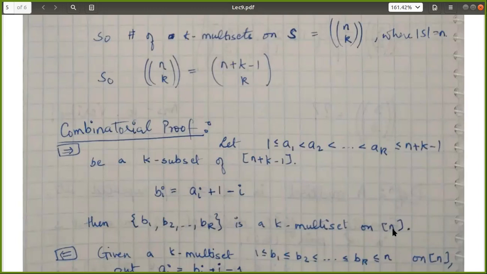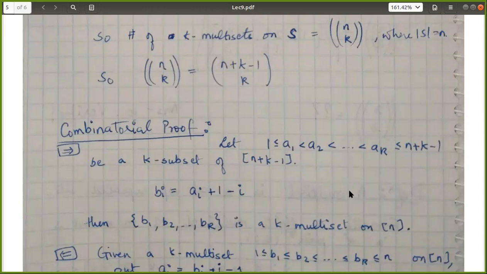Yes. Is that clear? So each BI is less than or equal to N. However, depending on these AIs and these Is, you may have that some BI is the same as some BJ. So this is actually giving you a multiset. How many elements are there? K many elements. So it's actually a K multiset on N.